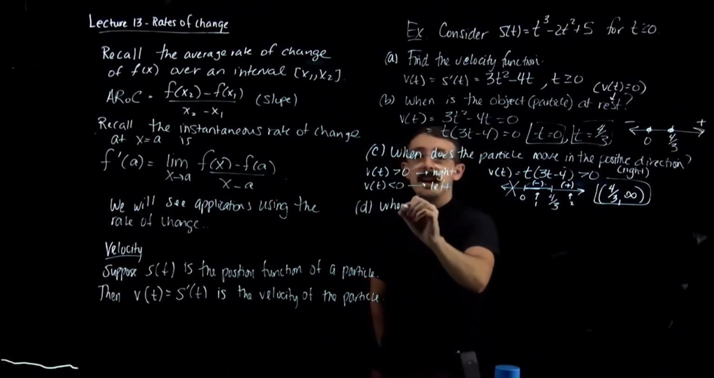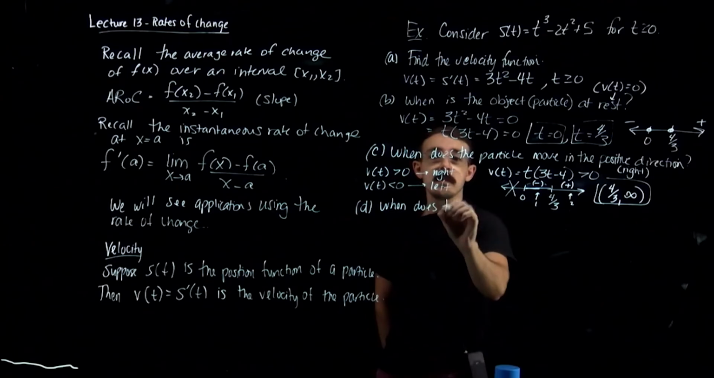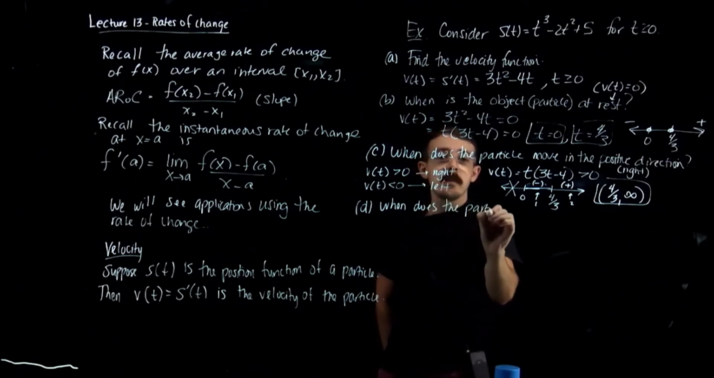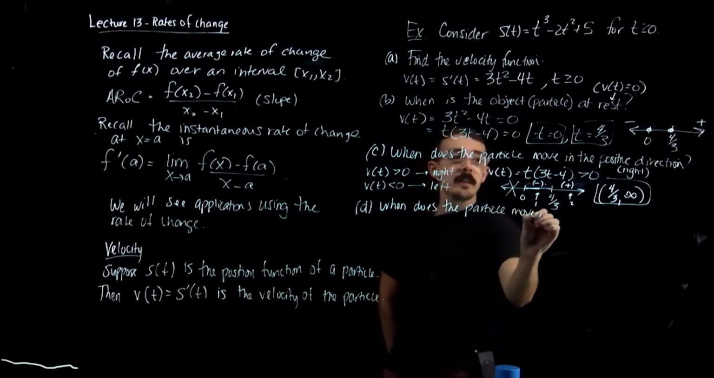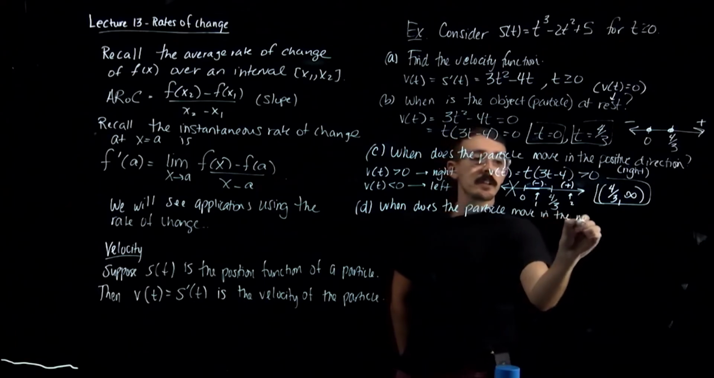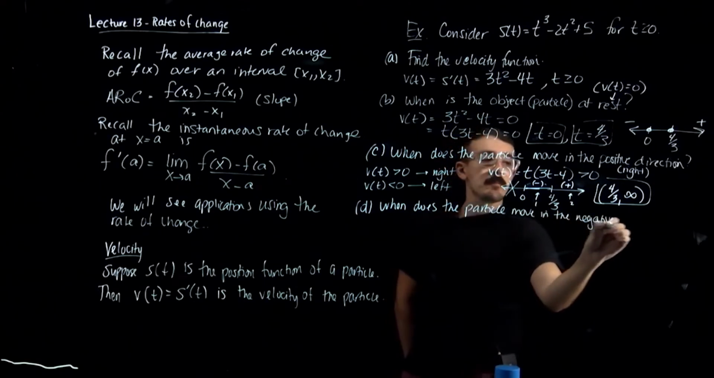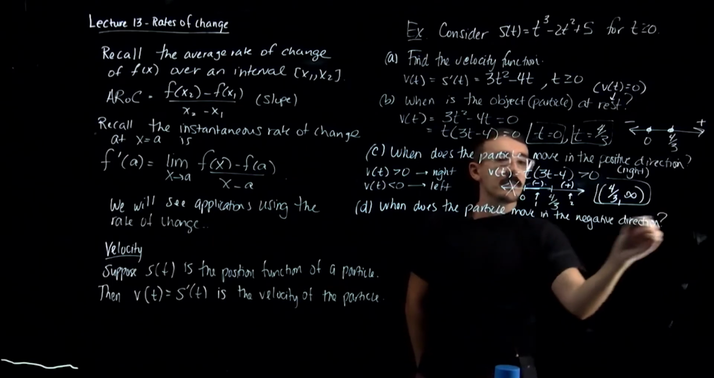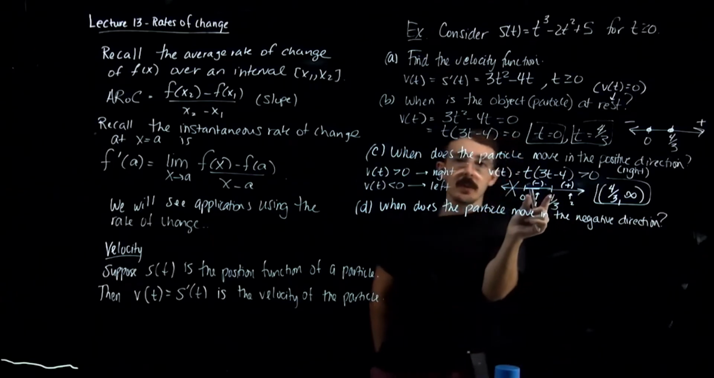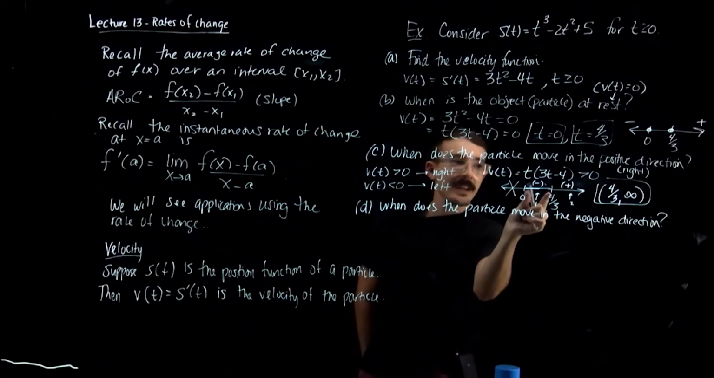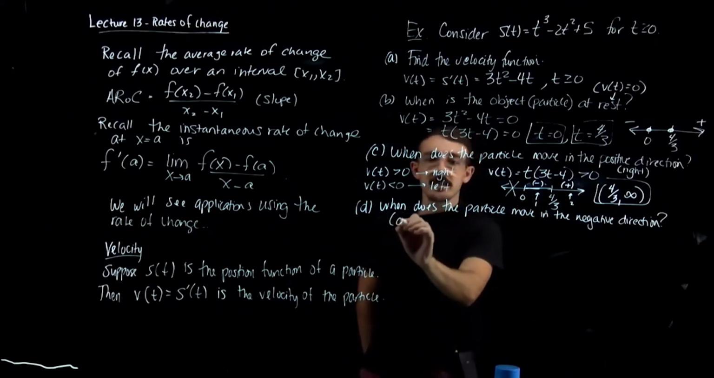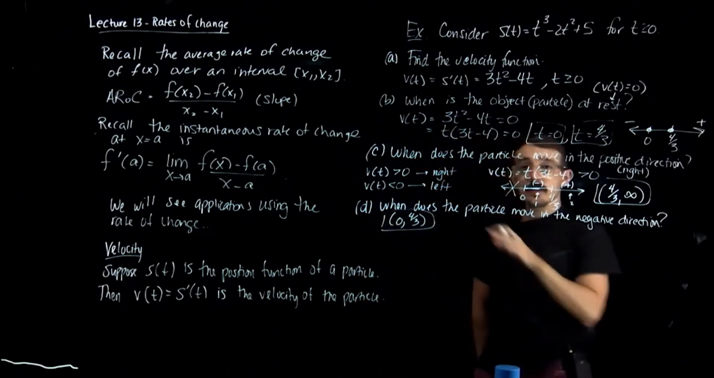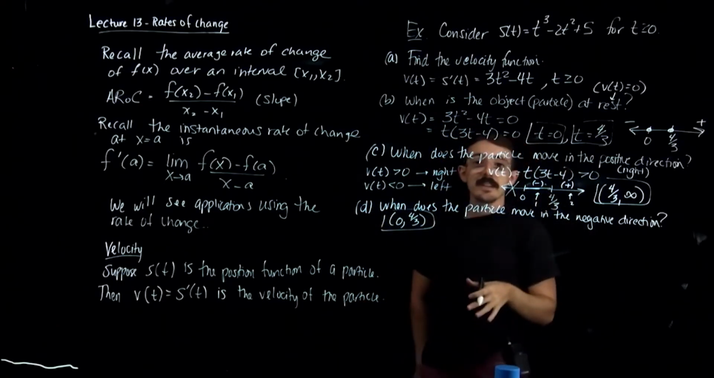And then if I went ahead and asked, when does the particle move in the negative direction, I have all the work basically done for me. I just grabbed the interval that wasn't the positive one. So this is my negative interval. So the answer would be from 0 to 4/3. Those are the times when the particle is moving in the negative direction.